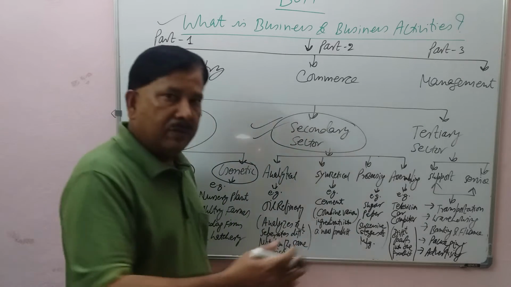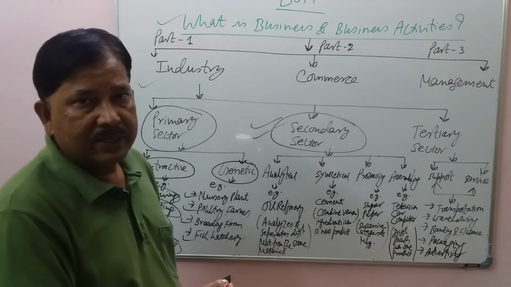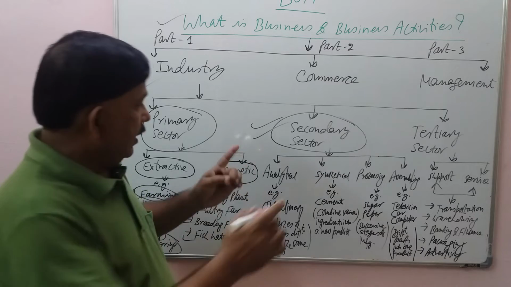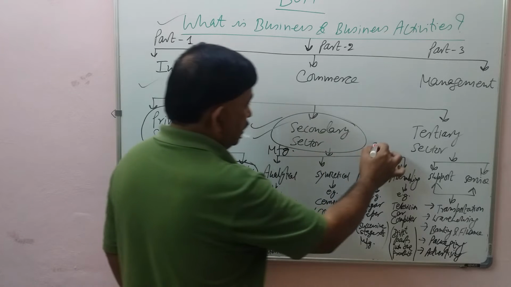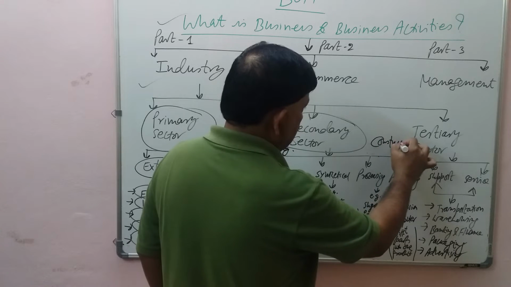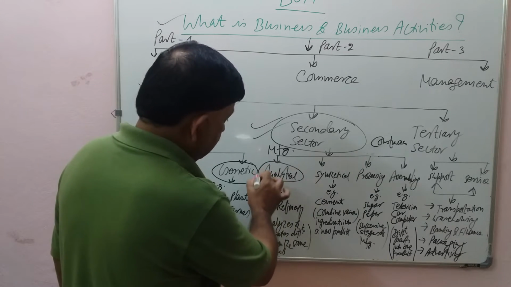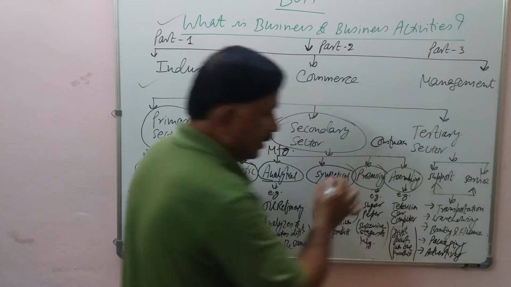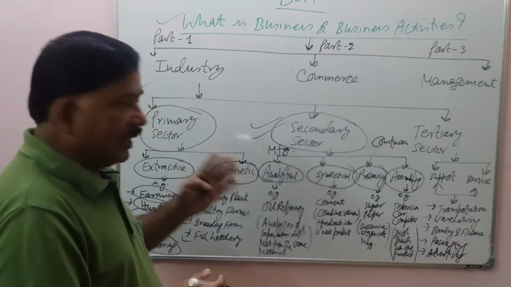But under the secondary sector, we are still struggling a lot, because in the case of manufacturing, as I told, it has been divided into two parts only: manufacturing and construction. Under manufacturing, there are four parts: analytical manufacturing, synthetical manufacturing, processing manufacturing, and assembling manufacturing. And under these, there are several examples. So let us try to understand what exactly it is.